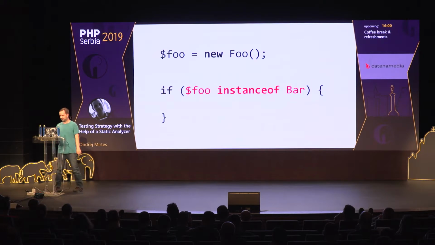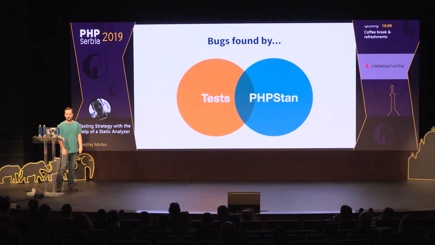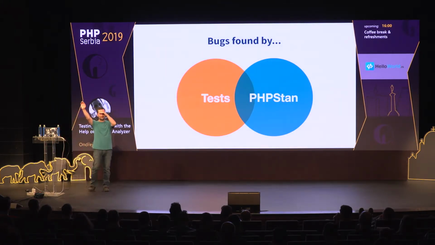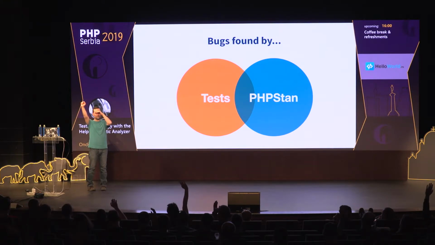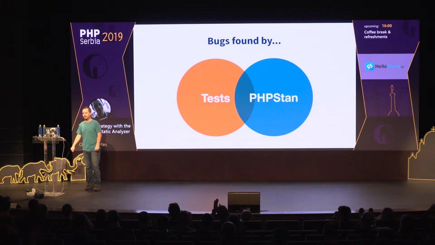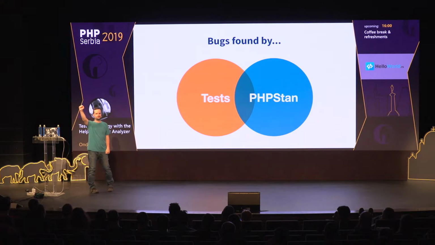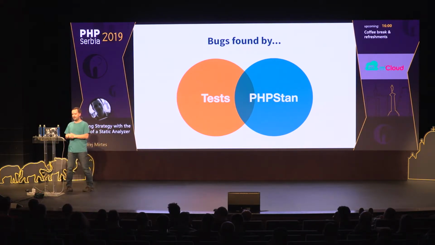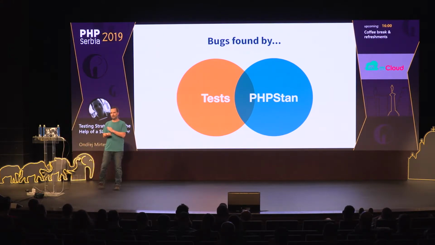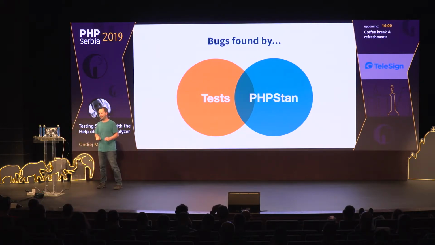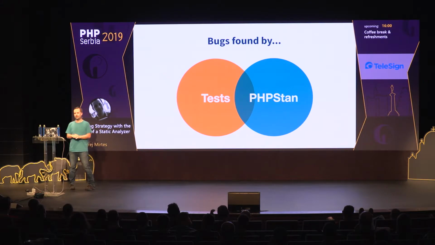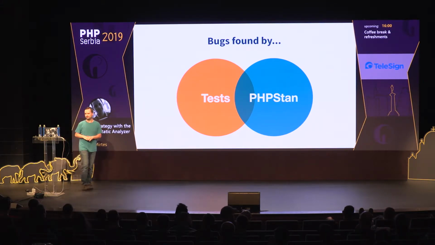Okay. So who writes tests? Cool. Lot of hands up. And who uses continuous integration? Cool. So PHPStan looks for bugs, but you also write tests to find bugs. So there's some kind of overlap, some kind of intersection of these two circles. Some bugs can be found by both tests and by PHPStan.